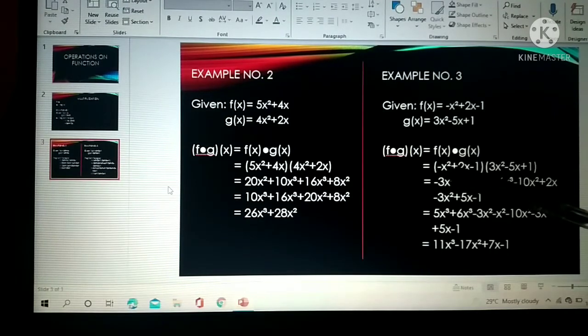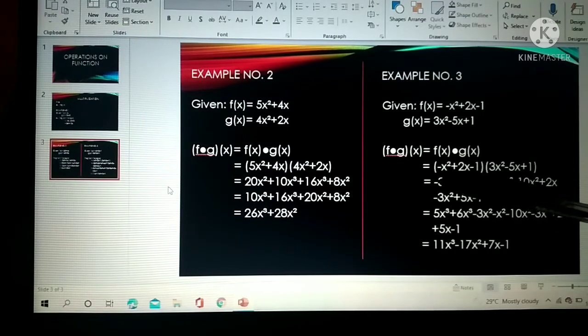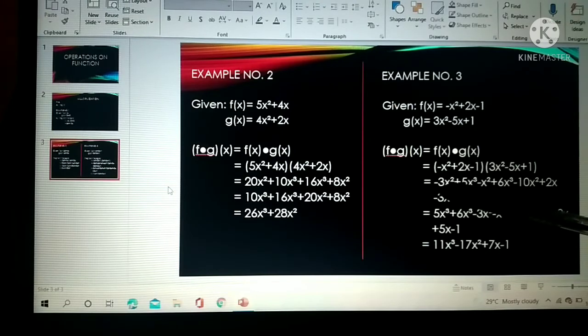So negative x squared times positive 3x squared is negative 3x to the fourth. It is because of the rule in multiplying different signs, which results in a negative sign. Negative times positive is negative, but when we multiply positive times positive and negative times negative, it will result in a positive sign. Always remember that rule.